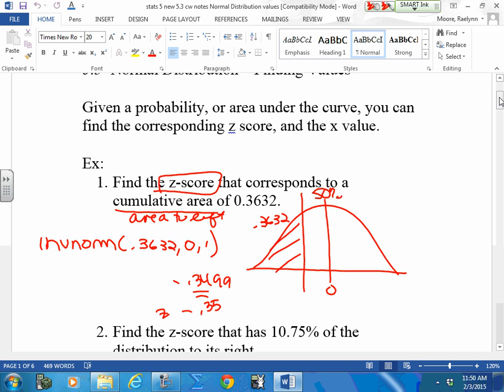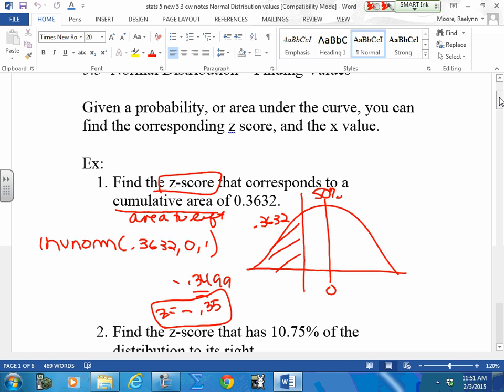Good. So the z-score that corresponds to an area to the left of 0.3632 is your z-score of negative 0.35. Could you also take this table and locate 0.3632? Now, look at negative 0.35. It's exactly 0.3632. Sometimes you won't find the exact number in here, and you'll have to find the area that's closest to that z-score.